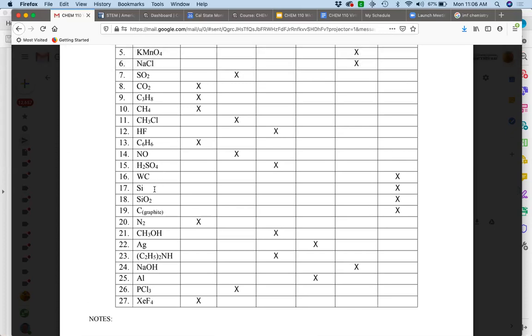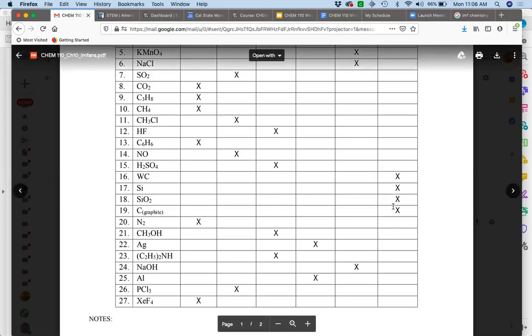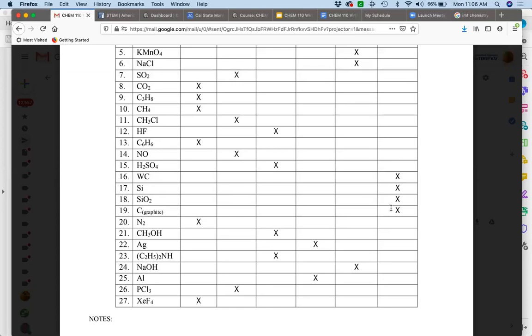WC, silicon, SiO2, and carbon are all examples of network covalent solids. We're going to talk about these in a little more detail on Wednesday. But there are some materials that are a network of covalent bonds. So they're not so much distinct, individual molecules as they are literally sheets or long extended networks or chains of individual atoms. Probably the one you're most familiar with would be the graphite that you see in a pencil. These are all examples of that.